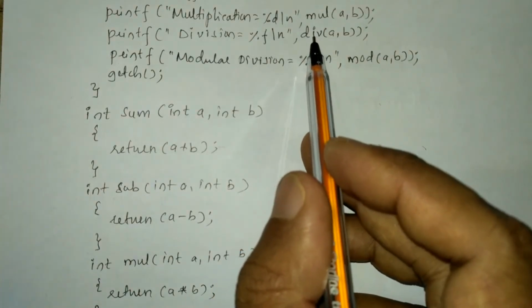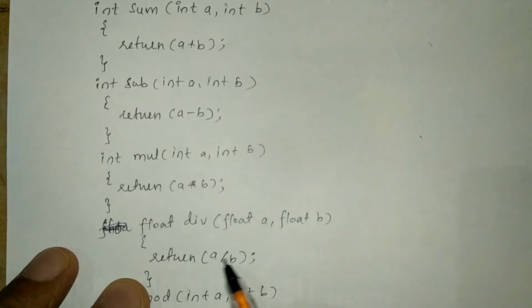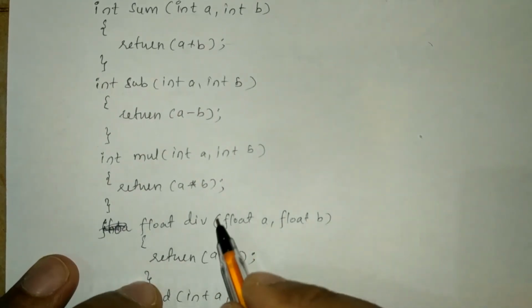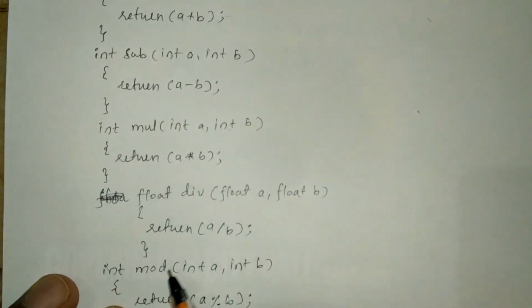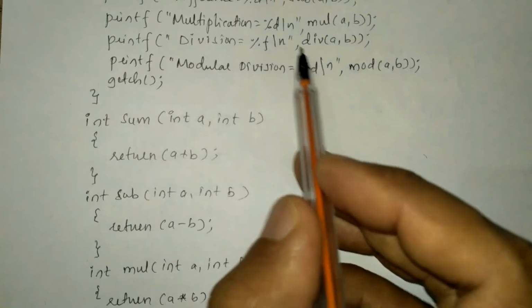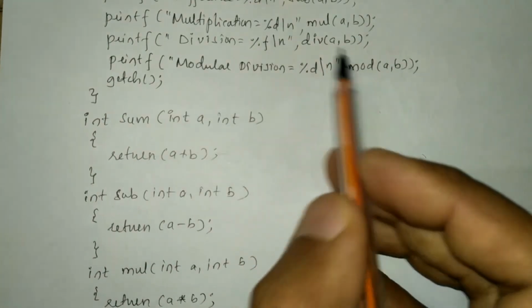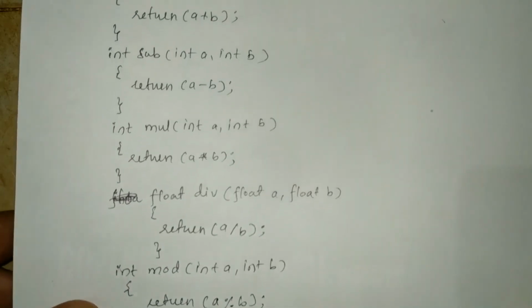When the compiler encounters the division, control transfers to this division function, and it is going to perform the division and return the value in the form of a fraction. Next, whenever the compiler encounters the last function call, that is mod, control again jumps to mod, and it is going to return a modular division by b. So this always gives us the remainder.